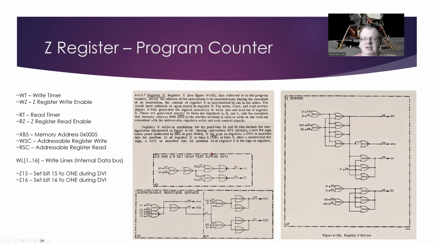Now, as I mentioned earlier, every register has its own little gotchas, little special features that they've added to make the computer more powerful. In the case of the Z register, during a divide instruction, DV, there are certain control pulses that can be asserted. One is Z15 and the other is Z16. If these control pulses are asserted, we're going to write data either into the Z15 bit or the Z16 bit.